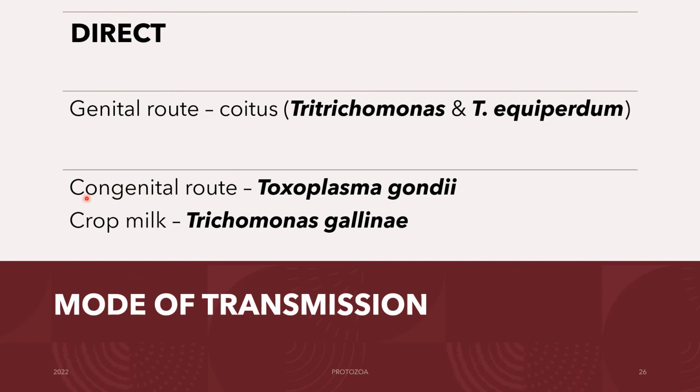Another mode of direct transmission is via the crop milk, and this is exemplified by the protozoan parasite Trichomonas gallinae. So the pigeons suffering from trichomoniasis shed the parasites through the saliva as well as the crop milk. When we say crop milk, that is a secretion from the lining of the crop of the parent bird that is regurgitated to young birds.